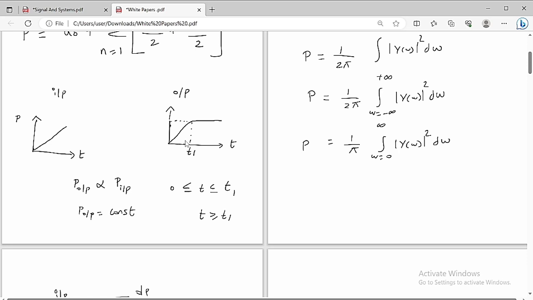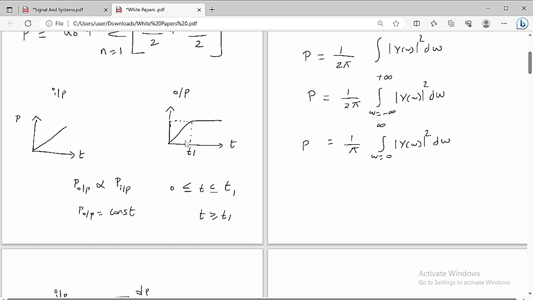We can see clearly from this picture, after a certain time the output power is proportional to input power, but after a certain time the output power is constant. So what is the meaning of this? The output power can be proportional to input, or the output power may be independent of input. After a certain time the output power can depend on input, and after a certain time it can be independent of input also.